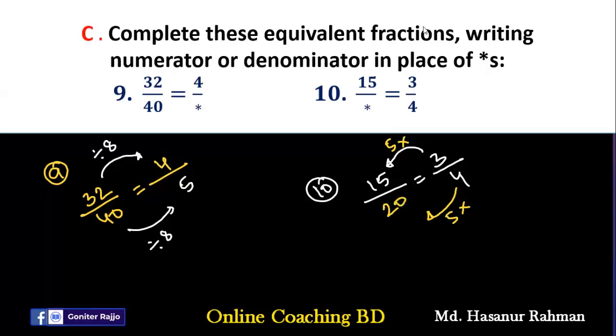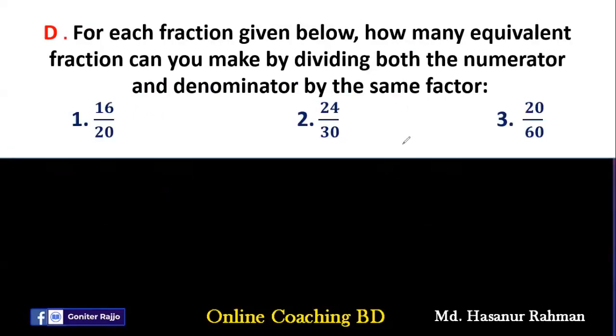Very simple. Now next one. Number D. For each fraction given below, how many equivalent fractions can you make by dividing both the numerator and denominator by the same factor? So we have to find out the lowest one, lowest fraction. So how can you solve it?